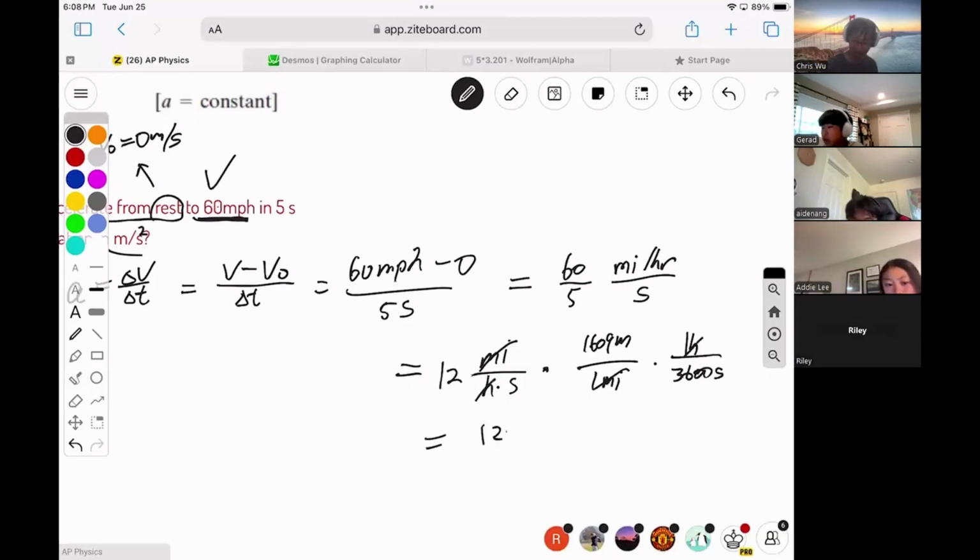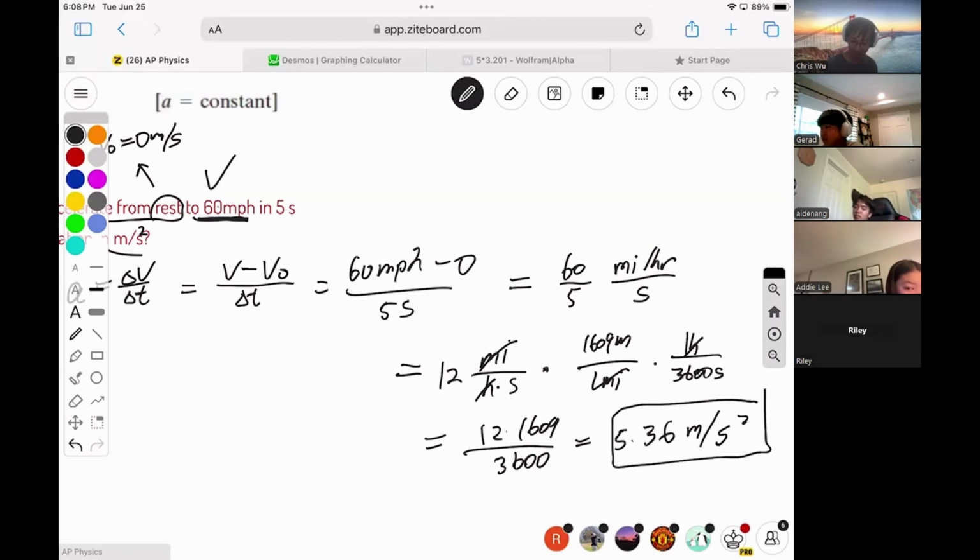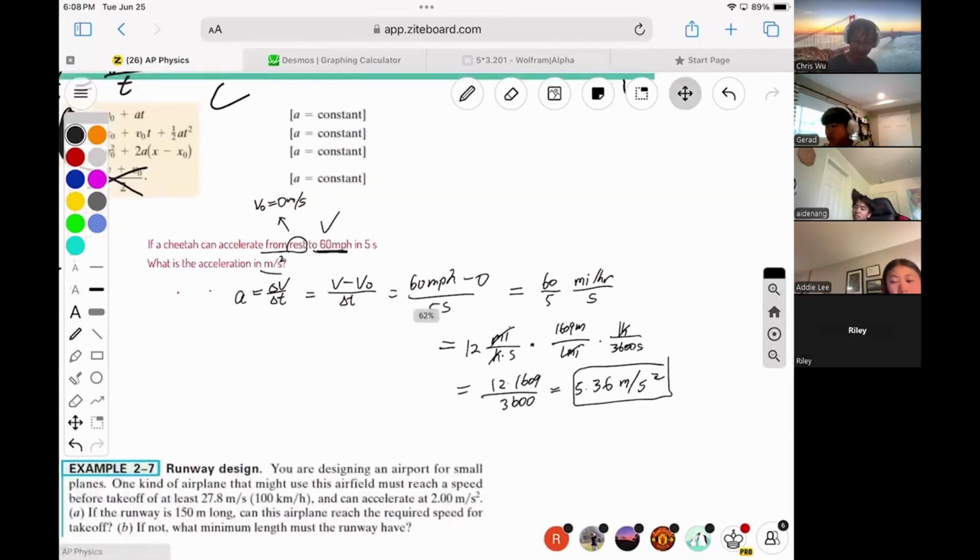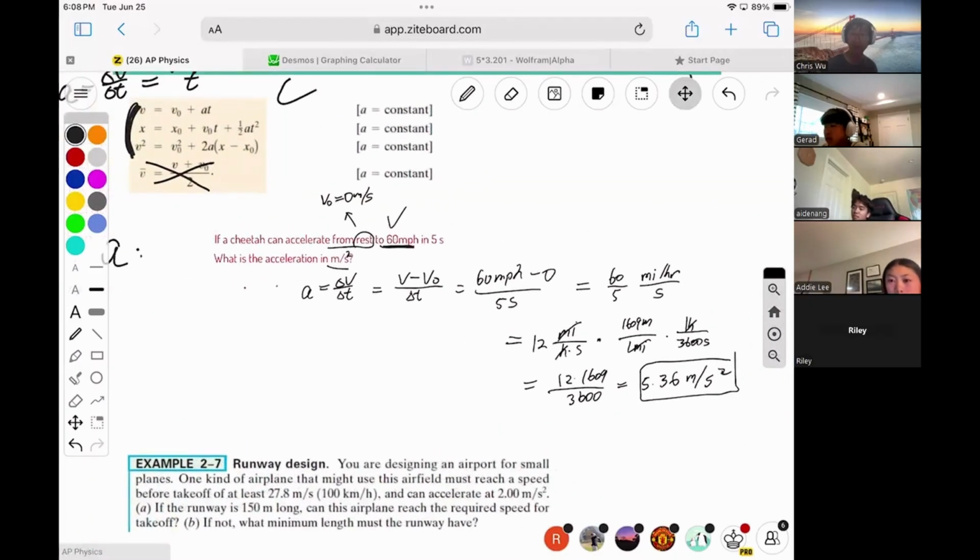There's going to be 12 times 1609 divided by 3600. And I think we should get something like 5.36 meters per second squared. And that is the acceleration of a cheetah on average doing that. Okay. All right, so that's that. I think one of you got it right. Oh, actually, quite a few of you got it right. Okay, good.